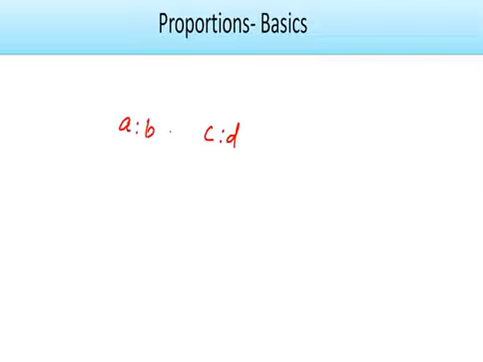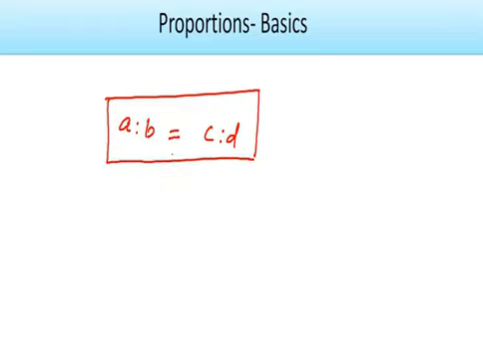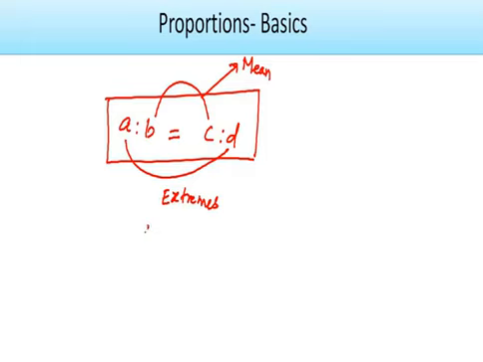If we assume that these two ratios are equal, we can say that they are in proportion with each other, right? Now, the outer terms are called extreme terms, okay, and the inside terms are called mean terms. And according to the logic of proportions, the product of the extremes, which is basically A multiplied by D, is equivalent to the product of the means, which is B multiplied by C. This is one of the important concepts in proportions.